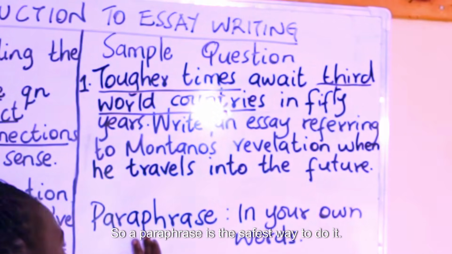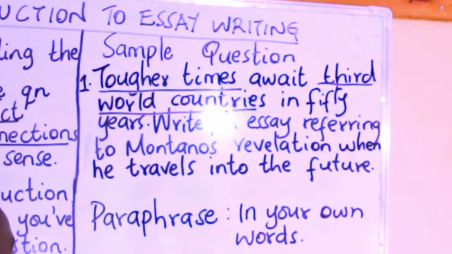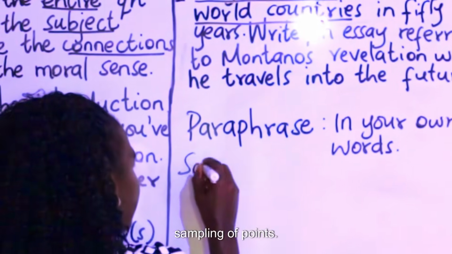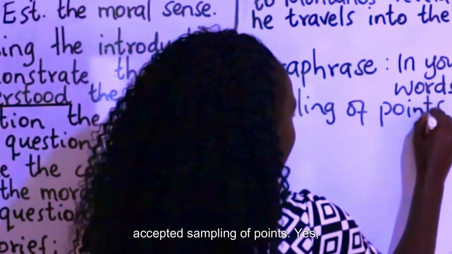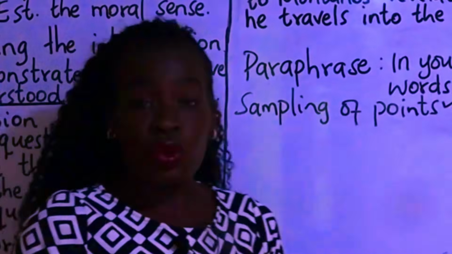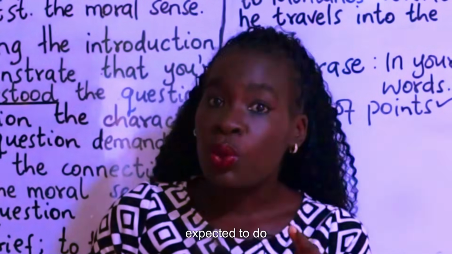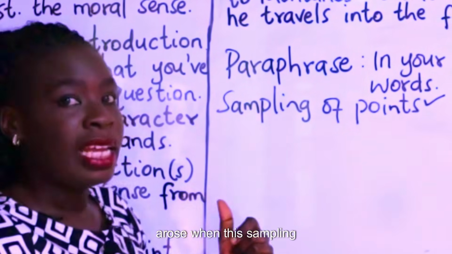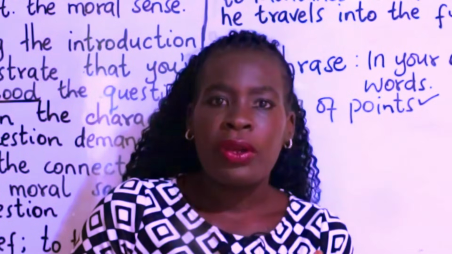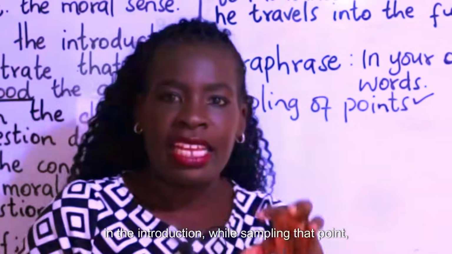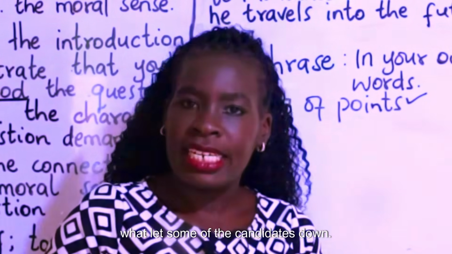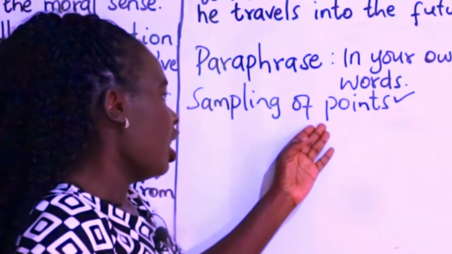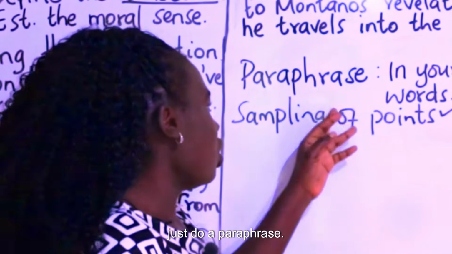So a paraphrase is the safest way to do it. Earlier on, 2024, 2023, backwards, we have been accepting sampling of points. Last year, we accepted sampling of points. Yes, you sample 1 point to prove that you know exactly what you are expected to do in that essay. That was fine. But a small complication arose when this sampling went too far into the point. If you go deep into the point in the introduction while sampling that point, then it was what let some of the candidates down. It let you down big time. So to avoid such cases, unless you master it well, perfectly, just do a paraphrase.